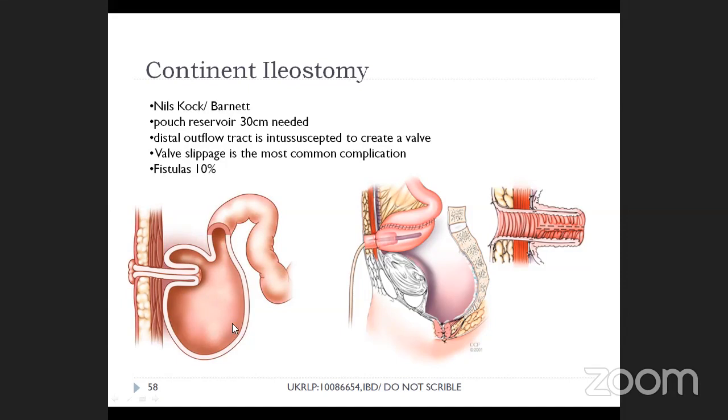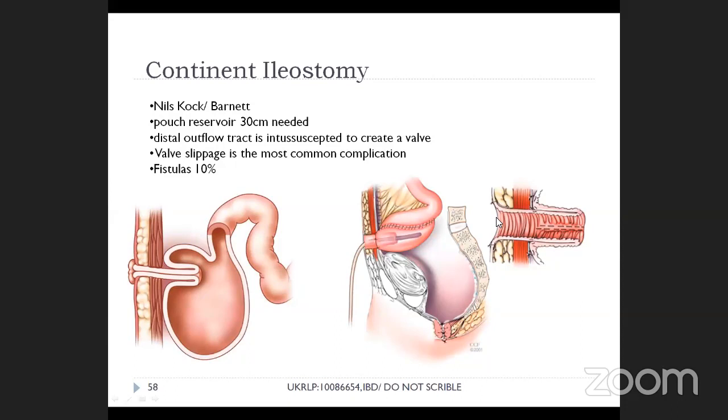And at a particular time the patient can insert a large wide bore catheter into the stoma site. Usually the stoma is flush in the continent ileostomy, not like a Brooke ileostomy where there is a protrusion of the stoma.